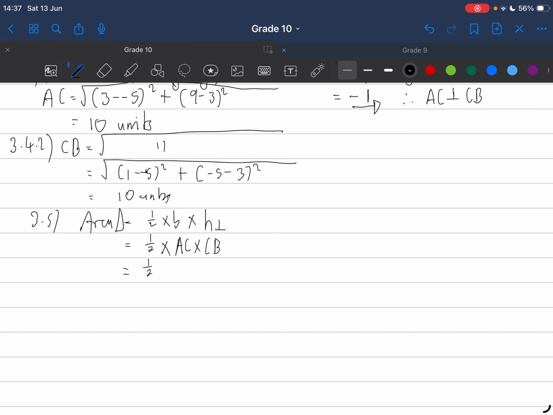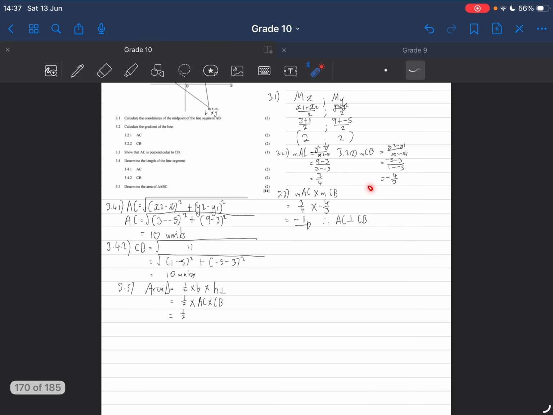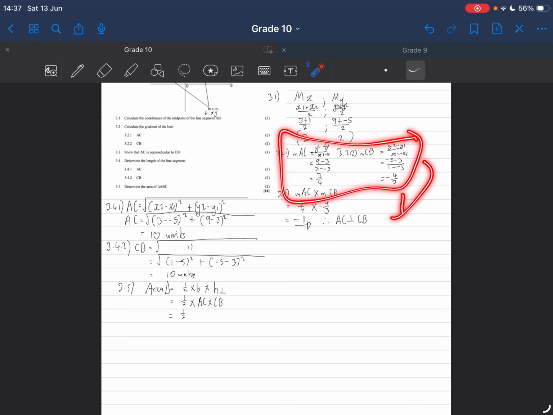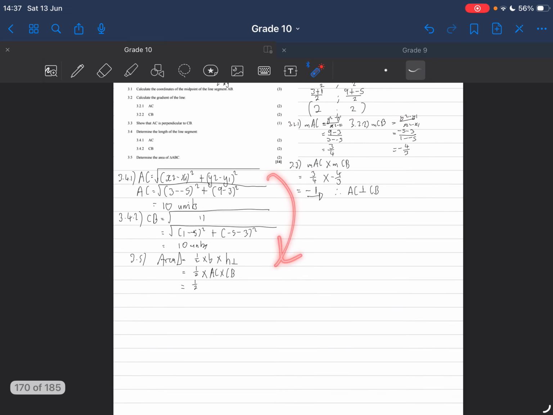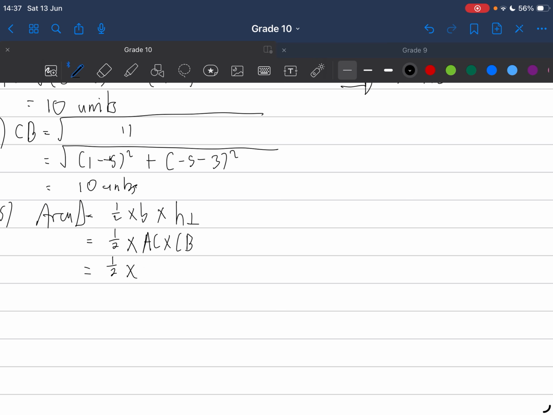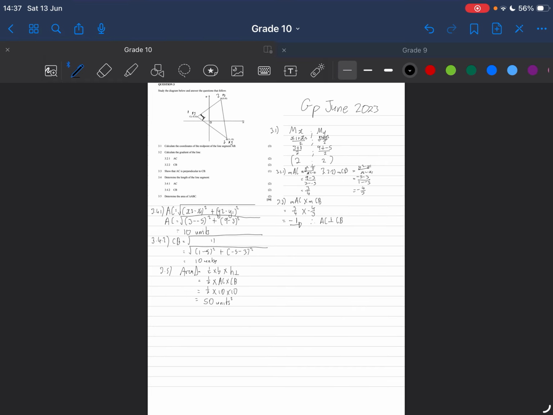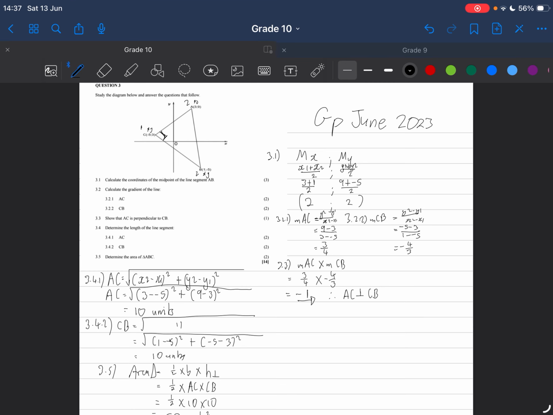So this paper did a lot of scaffolding. When they wanted you to prove perpendicular, they helped you find the gradients first. They didn't have to do that. They could have just asked you this, and you would have needed to calculate those to use here. This paper made it really easy and guided you towards the answer. And here as well, because it's already helped you find those distances. So a half times 10 times 10. So that's going to be 50 units squared. Alright, and that's your answer for area. So it was a really good paper to practice through. You would have benefited a lot from attempting this on your own.